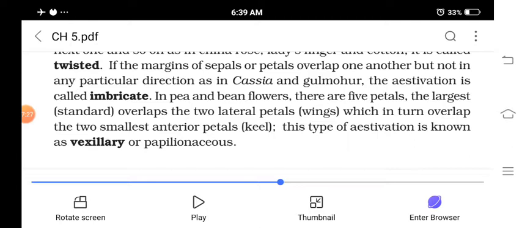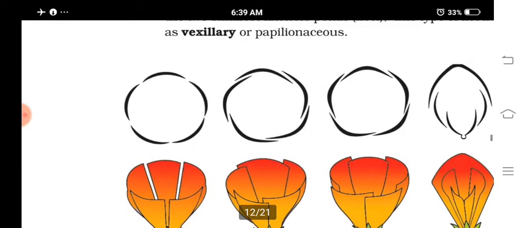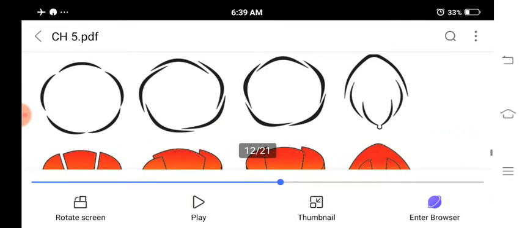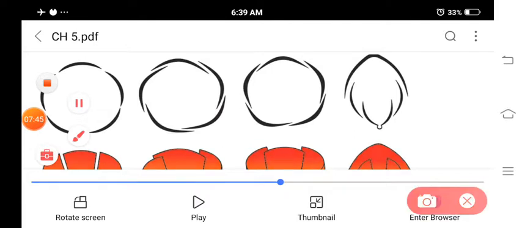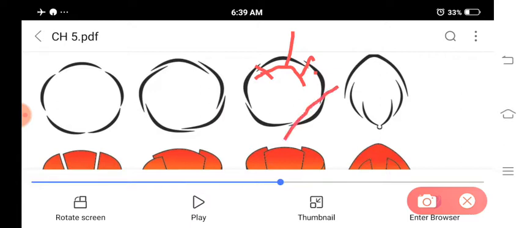In plants like cassia or gulmohar, estivation is such that the petals or sepals overlap one another but not in any particular direction. You can see here one petal is completely inside, both ends of this petal. Then in, out and in, then completely outside, then in and out. In this way there is no particular direction. Overlapping is there but not in a particular direction.